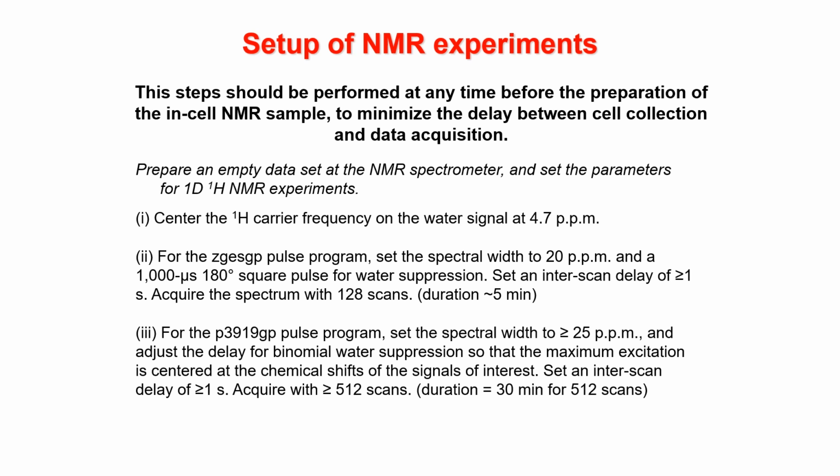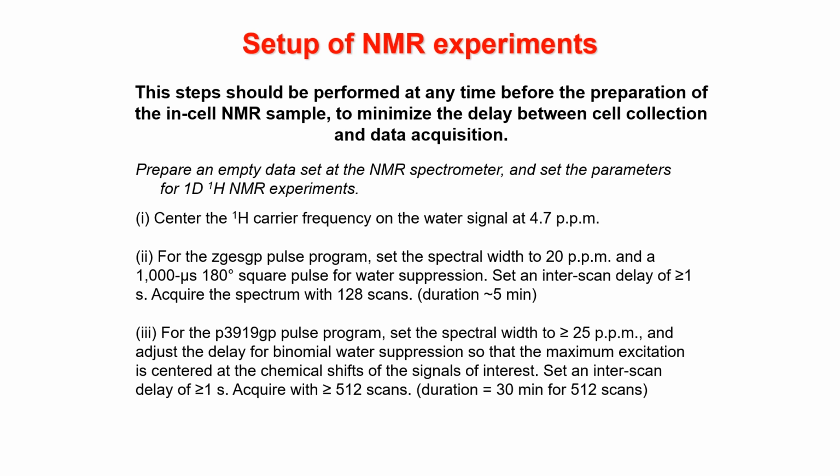Now, you first prepare an empty data set at the NMR spectrometer. We have TopSpin there. Then you set the parameters for the 1D NMR experiments. I always acquire a short 1D for all my samples. That is because this is useful for comparison and to see how many cells I actually have in the pellet. That can be slightly different, and then it's a very useful comparison among samples.